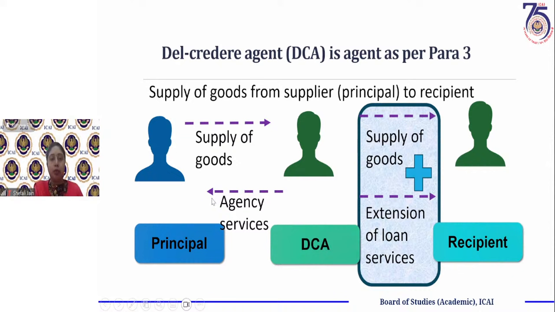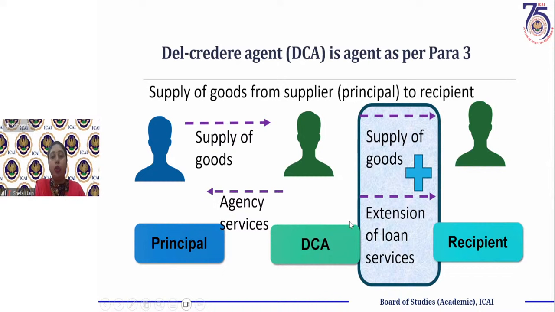Fourth transaction, Del Credit agent is providing loan services to recipient here also. But in this case, this loan service will be clubbed in the supply of goods. This is called the concept of composite supply. We will be discussing it in the next class because we will not be able to cover it today. Just to give you an idea, sometimes two supplies are naturally bundled in the course of business. One service is provided as an ancillary or essential service to the first service. So they are considered as a single supply, and the rate applied is the rate of the principal supply, which has the essential character of the transaction.